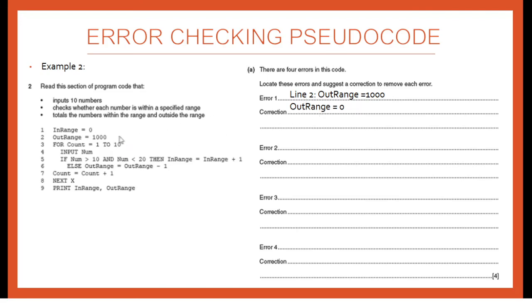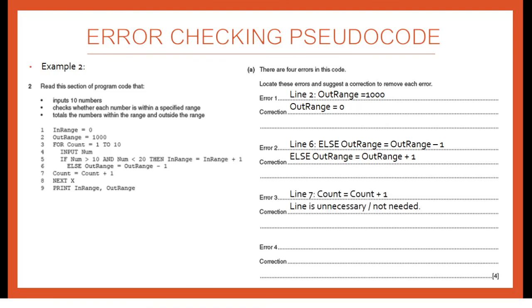The next error is line 6. The out range should be out range plus 1 since we are counting how many numbers are outside the range. Line 7 is also not needed. If count is equal to count plus 1 and next is present, then the count is added by 2 every time the loop is repeated. For this, we can just write line is not necessary or line should be removed. Also, line 8 is an error since we are counting using the variable count and not x. The correction should be next count.